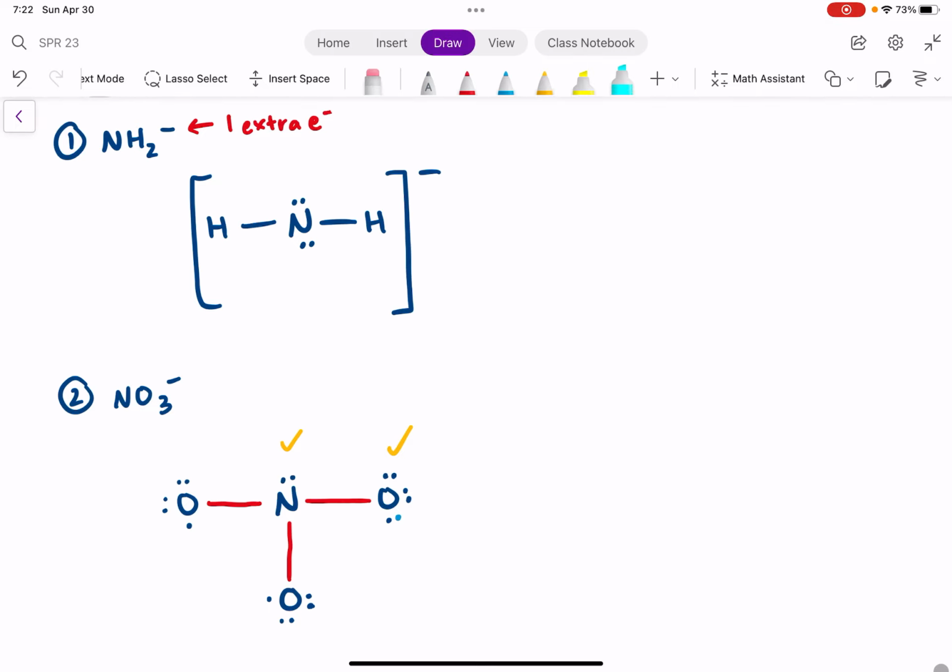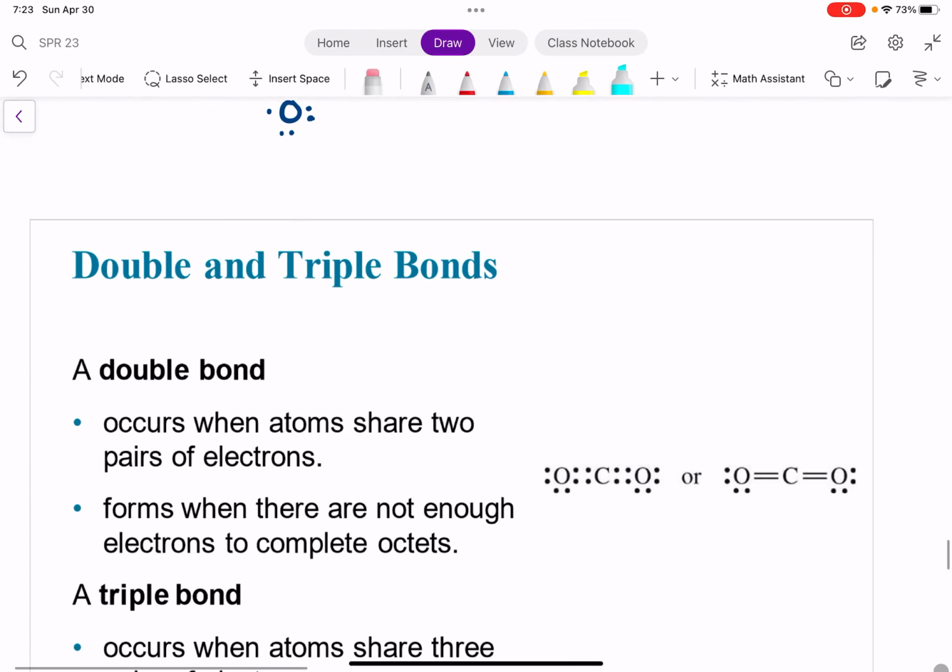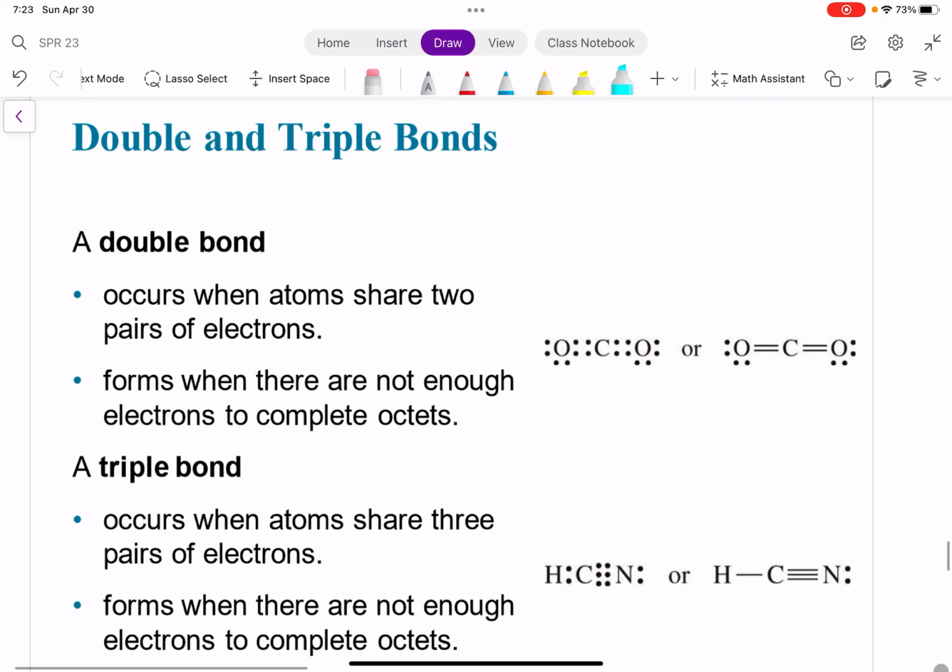To understand what we can do after this, because I'm a little bit stumped, we have to know what a double bond is, because there's a double bond in this. So let's put a star here, and then we'll know to come back to it. And let's go down here and learn about double and triple bonds.